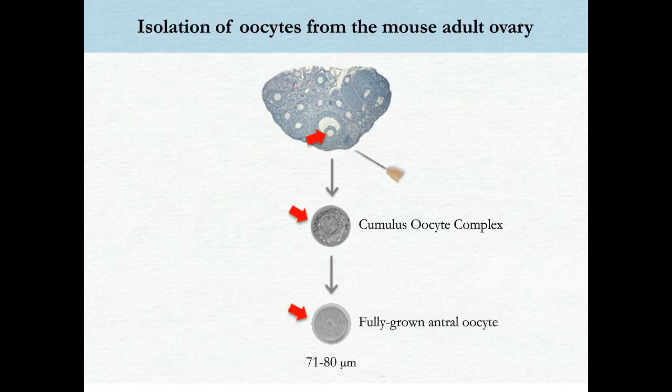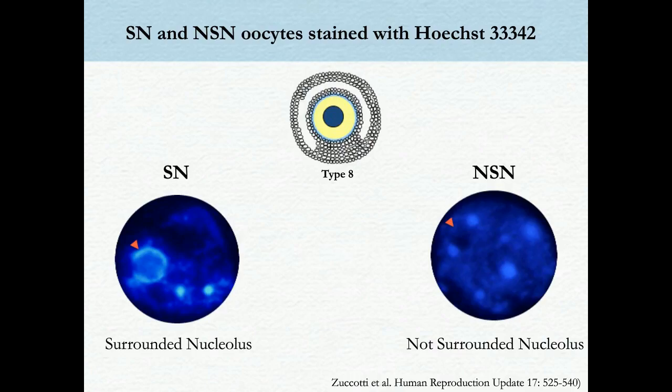On the left-hand side, we observe an oocyte showing its nucleolus surrounded by a ring of Hoechst-positive heterochromatin, and for this reason named surrounded nucleolus oocyte, or SN oocyte. And on the right-hand side, an oocyte with a nucleolus lacking this ring and thus named not surrounded nucleolus oocyte, or NSN.